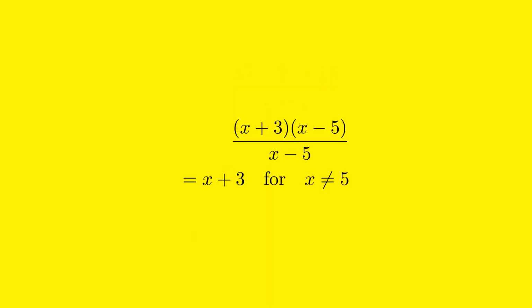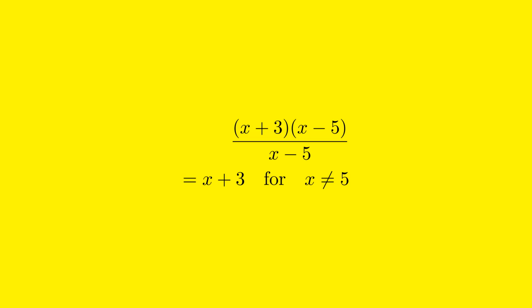In step 2, we observe that our factored numerator, which is x plus 3 times x minus 5, is divided by the denominator x minus 5. We see that the factor x minus 5 appears both in the numerator and the denominator. When the same factor exists in both the numerator and the denominator, we can cancel it out. This simplification can only occur if the value of x minus 5 is not 0. Therefore, x should not be equal to 5.